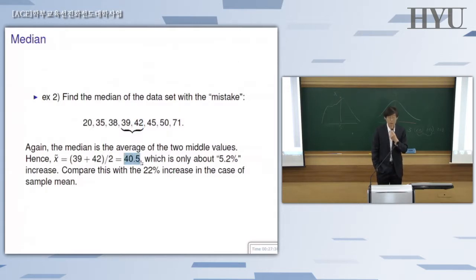So it still increases, but a lot less compared to the previous case of computing the sample mean. Now the percent increase is only about 5.2%, which shows the impact of these potential outliers in your sample. In the case of computing the median, it is a lot less compared to that of the sample mean. That's the whole point.